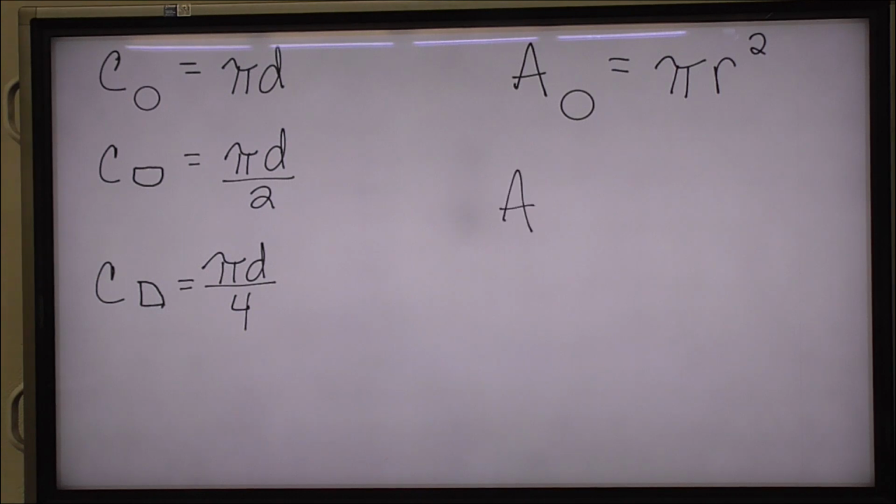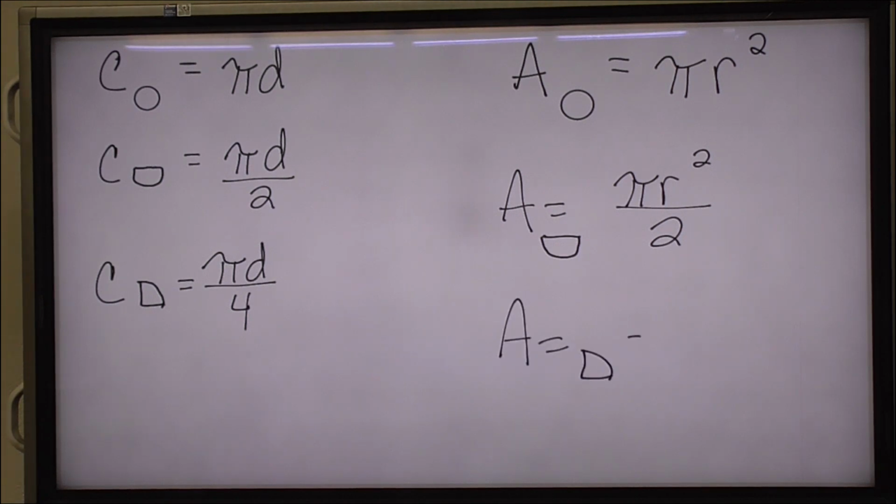Alright, if we were looking to find the area of a semicircle, it's pi times r squared divided by 2. So the same exact thing, except you only got half a circle, so you're dividing it by 2. And then the last one, if we got a quarter circle, we're doing pi r squared divided by 4, because a quarter circle is a fourth of a circle.